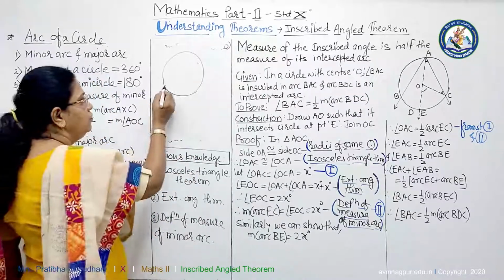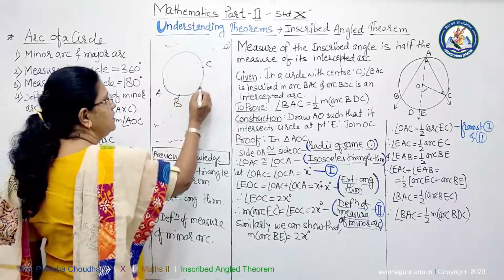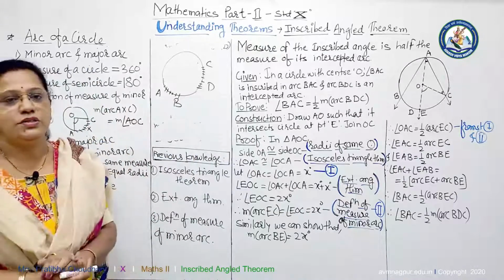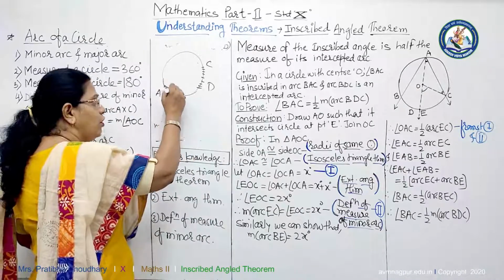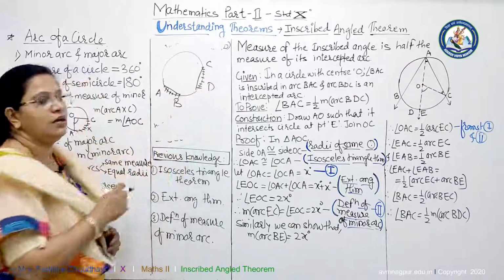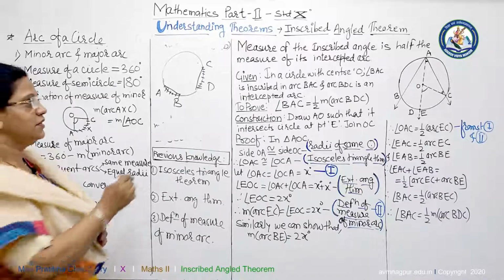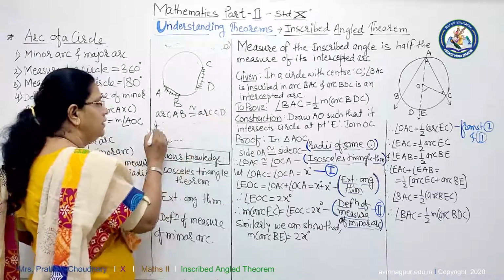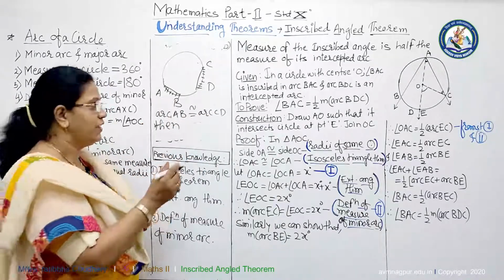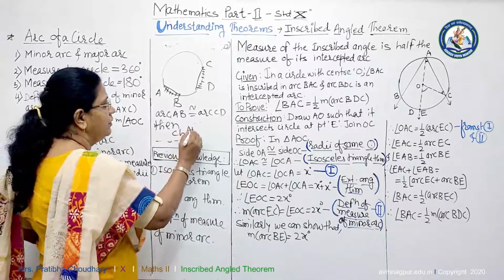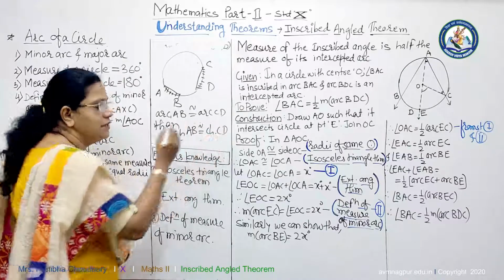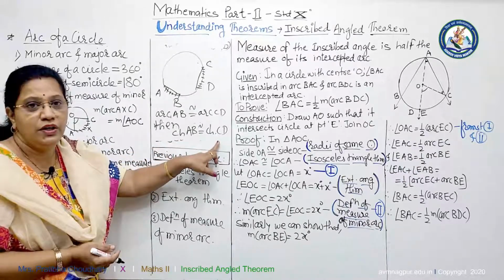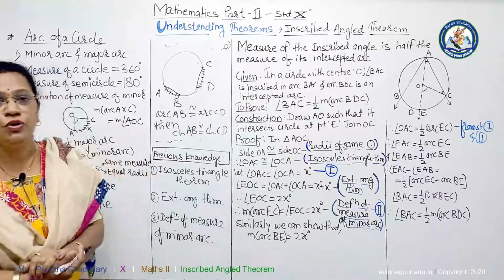Now, suppose these two arcs are AB and CD. If these two arcs are congruent, then their corresponding chords, that is AB and CD, are also congruent to each other. This is a theorem. If arc AB is congruent to arc CD, then chord AB is congruent to chord CD. The proof of this theorem is very easy. The converse of this theorem is: if the chords are congruent, then their corresponding minor arcs are also congruent.